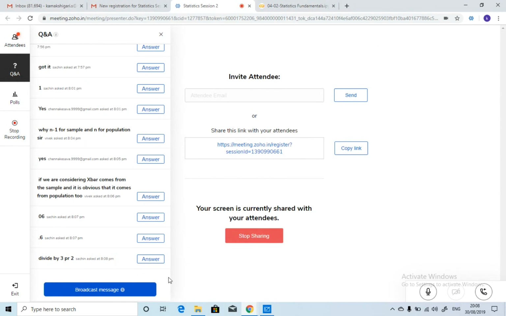Why 2? If we are considering x bar comes from the sample, it obviously comes from population 2. Vivek, that is the formula as fixed. For population, this is the formula. For sample, this is the formula. There is nothing like I have defined it actually.